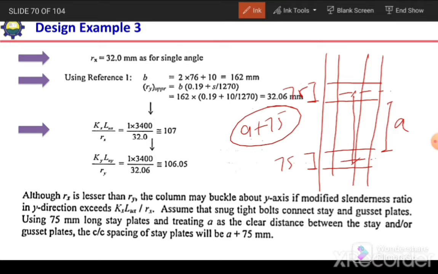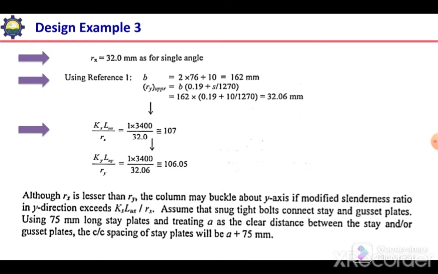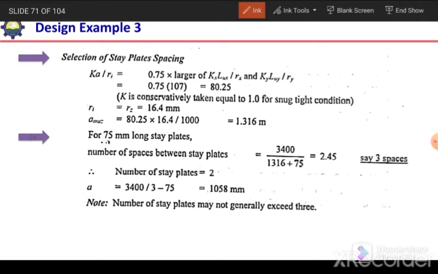And we have guidelines regarding this a over r value, or the slenderness ratio of the individual member between the tie plates. So we have a guideline that a over r minimum for the individual section between the tie plates should be less than 0.75 times the maximum slenderness ratio out of these two. So by using that information we can calculate the value of a. So for selection of stay plate spacing, we have K times a over ri. Here K will be equal to 1 in case of snug tight connections. So a over ri should be less than or equal to 0.75 times the larger of KL over rx, meaning slenderness ratio about x-axis, and slenderness ratio about y-axis. The larger value is 107, so 0.75 times 107 gives us 80.25. So a over r minimum is equal to 80.25.